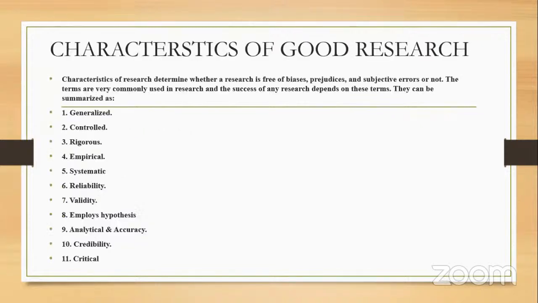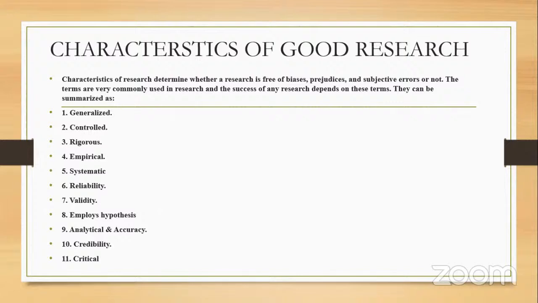Before we proceed to the types of research, we should know the characteristics of good research. First, we should be very specific towards the problem, and research should be free of bias. There should not be any kind of bias when we are conducting research, and prejudices and subjective errors should not be there. With the help of a few things we can conduct good research.